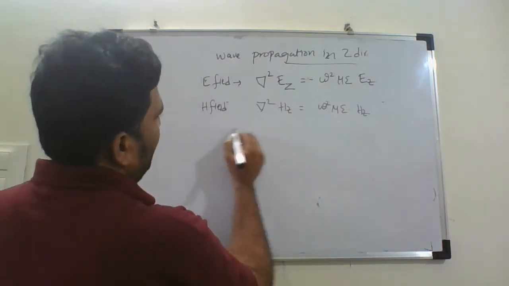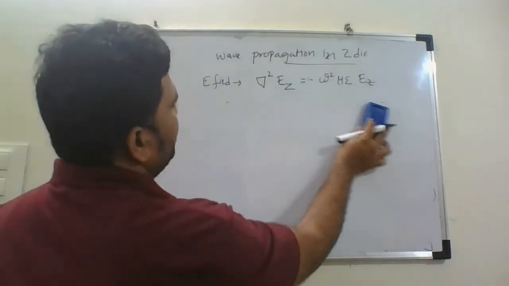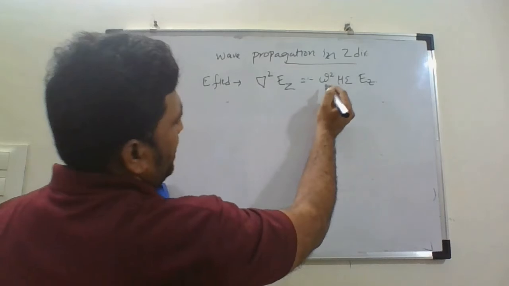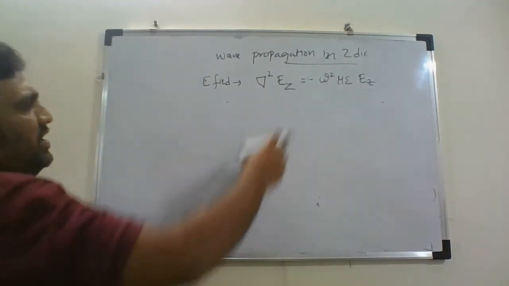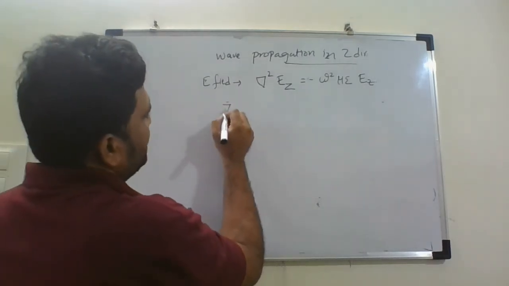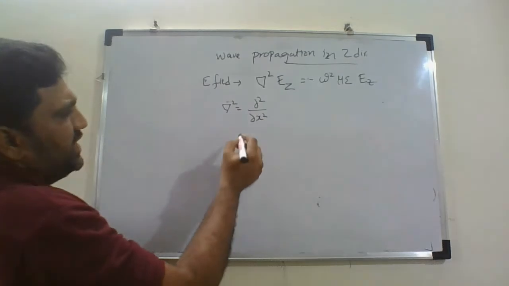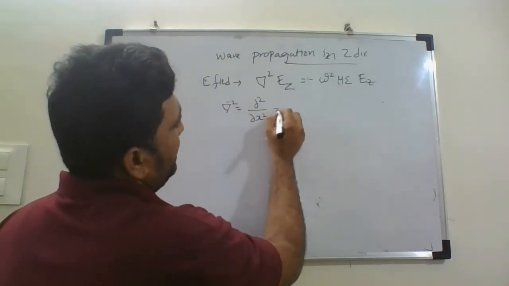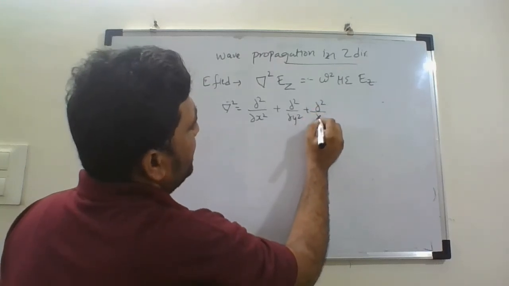Let us take the first equation, which is del square Ez is equal to minus omega square into mu epsilon into Ez. From this equation, del square, because it is a Cartesian coordinate system, we can write as dou square by dou x square plus dou square by dou y square plus dou square by dou z square.